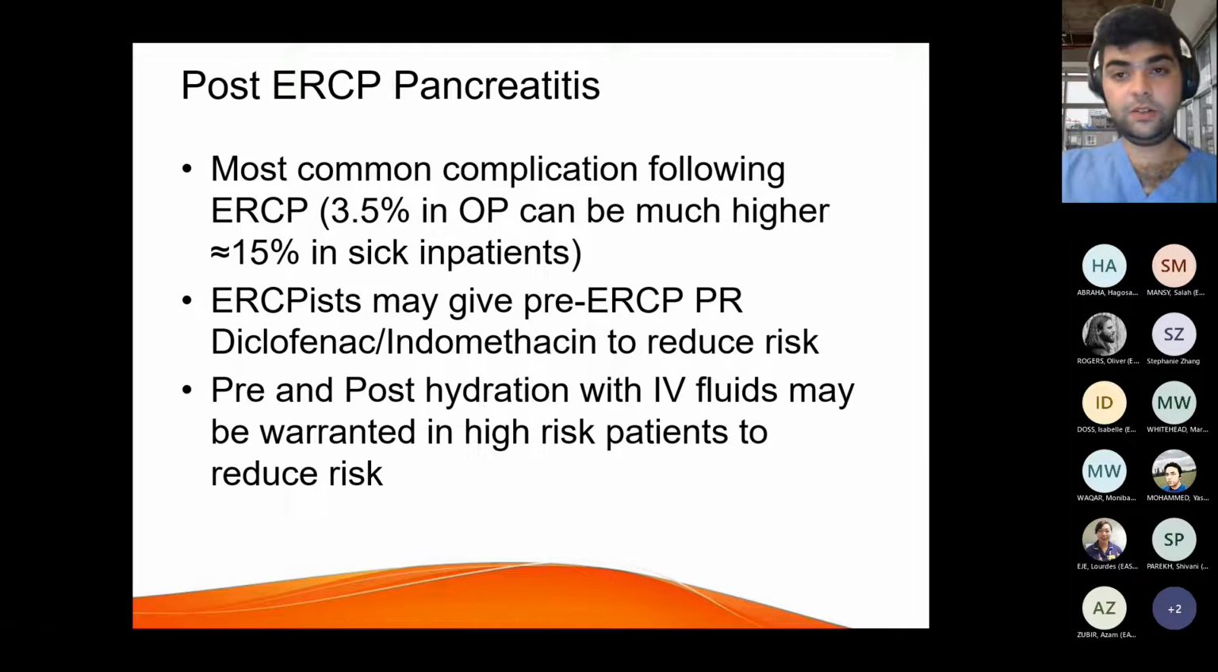If you have your 80-year-old or 90-year-old who's sick with multiple comorbidities, if they get post-ERCP pancreatitis, they're probably going to die. Some things that we can do to reduce the risk are giving pre and post hydration with IV fluids and ensuring any AKI is resolved. Sometimes the ERCPists may give PR diclofenac or indomethacin, as some studies have shown that the risk is reduced. It's something that we wouldn't ask the ward teams to do. It'd normally be the ERCPists themselves deciding to do this.